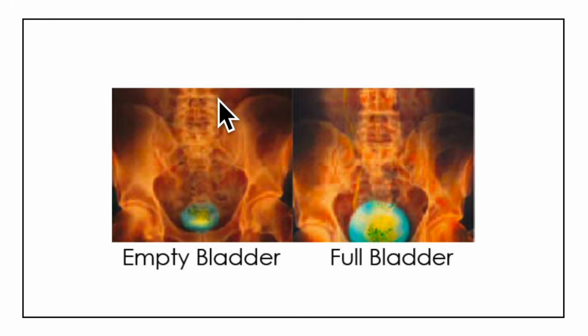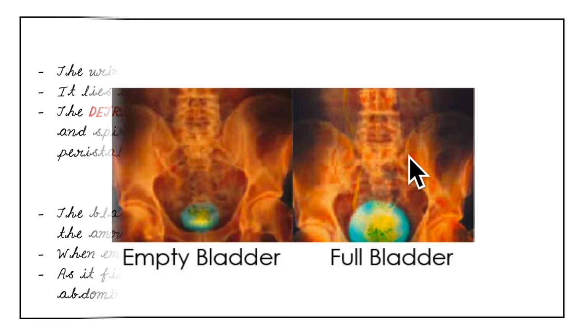Next, let's look at the size, shape and position of the urinary bladder. Now the bladder varies in its size, shape and position according to the amount of urine that it contains. Here you can see the X-ray of the pelvic cavity of the empty bladder as well as a full bladder. When empty, the urinary bladder entirely lies within the pelvis, but as it fills, it expands and extends up to the abdominal cavity, reaching up to the umbilicus or even higher.